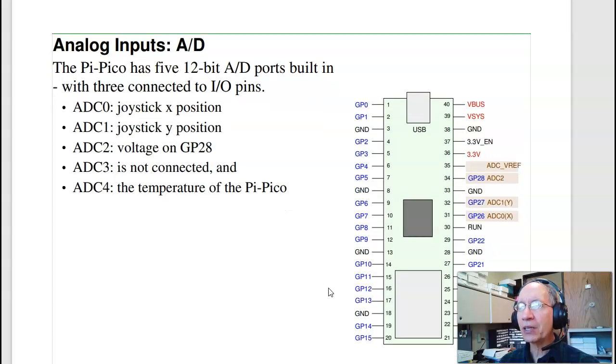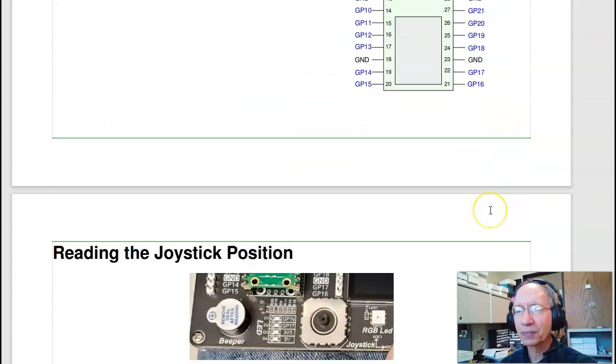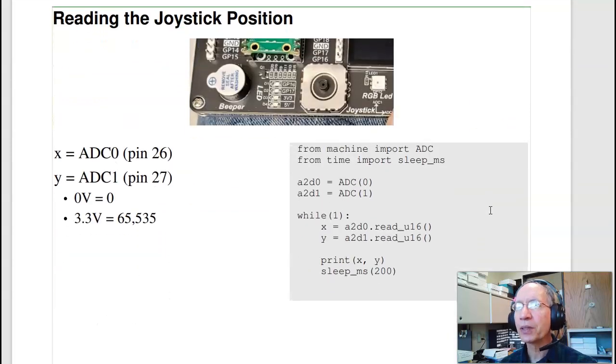So let's start out with the analog inputs. With the Pi Pico, there's actually 5 12-bit A to D ports. 3 of them are connected to I/O pins. You've got analog 0, 1, and 2. Analog 3 is not connected. Analog 4 measures the temperature of the Pi Pico. So really you just have 3 you can play with. And 2 of these are tied to the XY joystick on the GeeekPi Pico Development Board Kit Plus. So let's start with those 2.